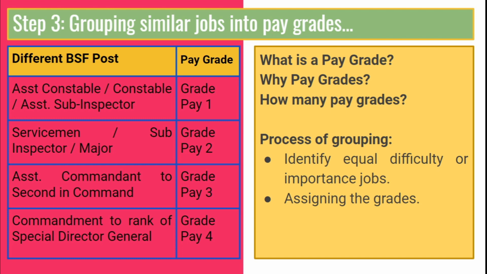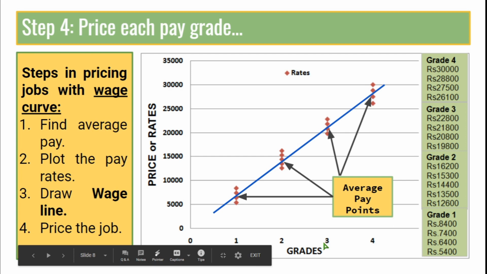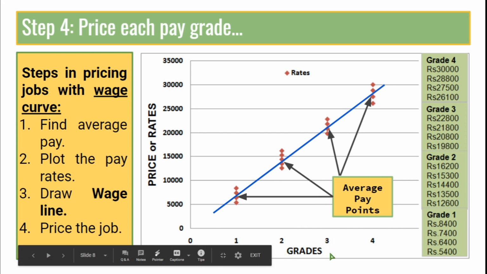All right. Then we have our fourth step, that is pricing each pay grade, or we can say in this step we'll be defining the amount that is to be attached with each grade. Okay. Let's understand pricing each grade by means of the wage curve. The wage curve is the most used method for pricing the pay grades. A wage curve represents two things. The first is the value or worth of the job identified by job evaluation. Okay, here in the figure, the value of the job is represented as grades on the x-axis. Hope you remember we assigned certain grades in our previous step also.